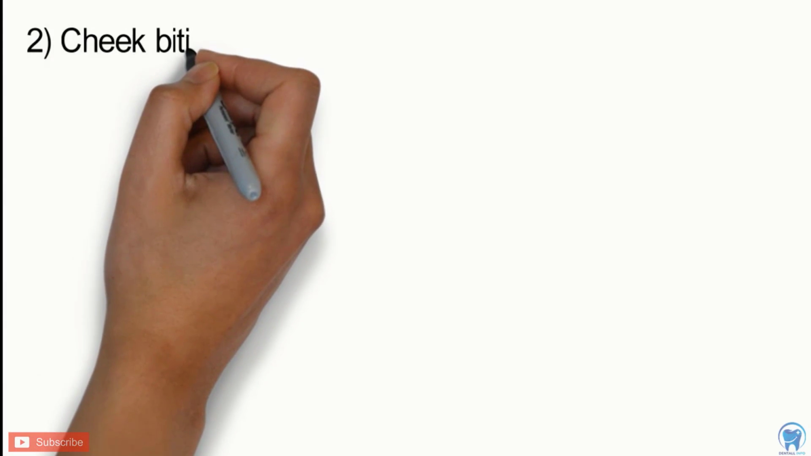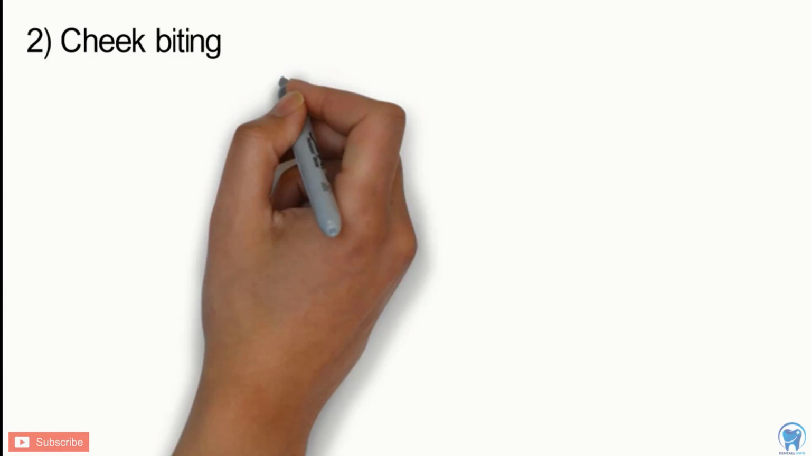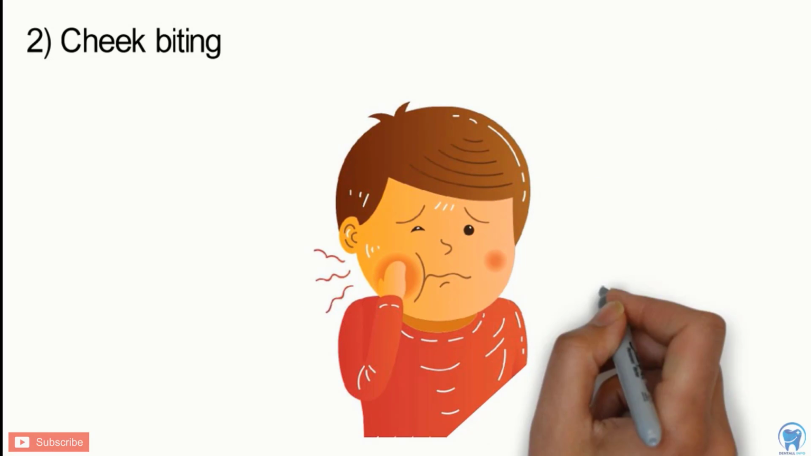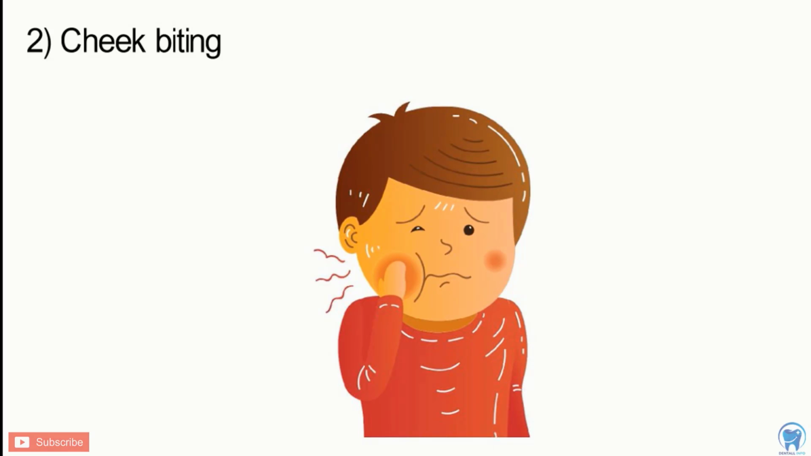Second is cheek biting. The loss of muscle tone and reduced vertical height causes the flabby cheeks to become trapped during mastication.